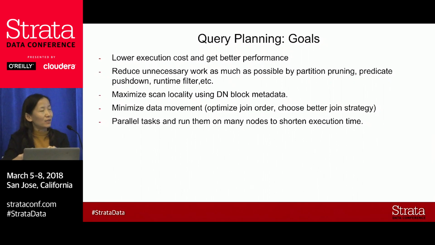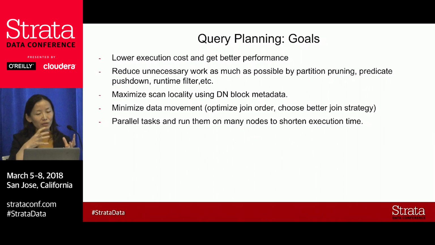Its main focus is to get a lower cost for the query. This is done by reducing unnecessary work as much as possible. For example, through partition pruning, predicate pushdown, and runtime filters. All of those help reduce the I/O and the scan. And by reducing the scan and I/O, your intermediate result will be smaller, and you will need less memory, less CPU to process it, and less network bandwidth to send it.